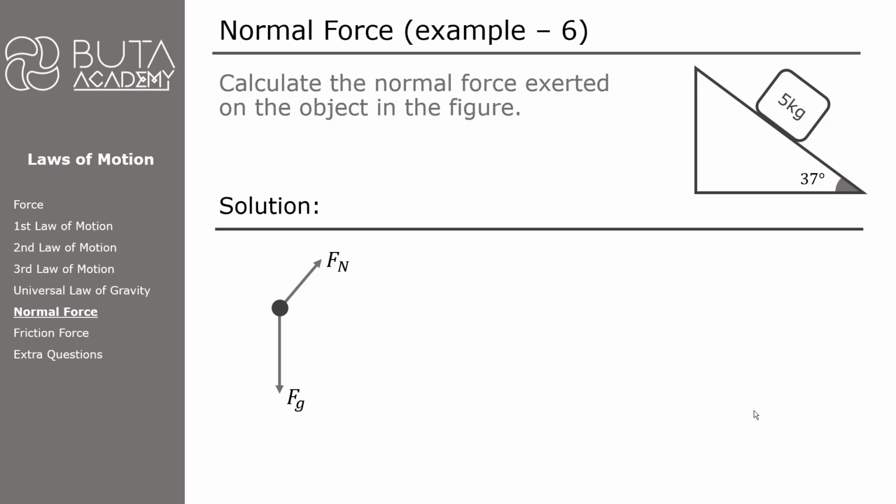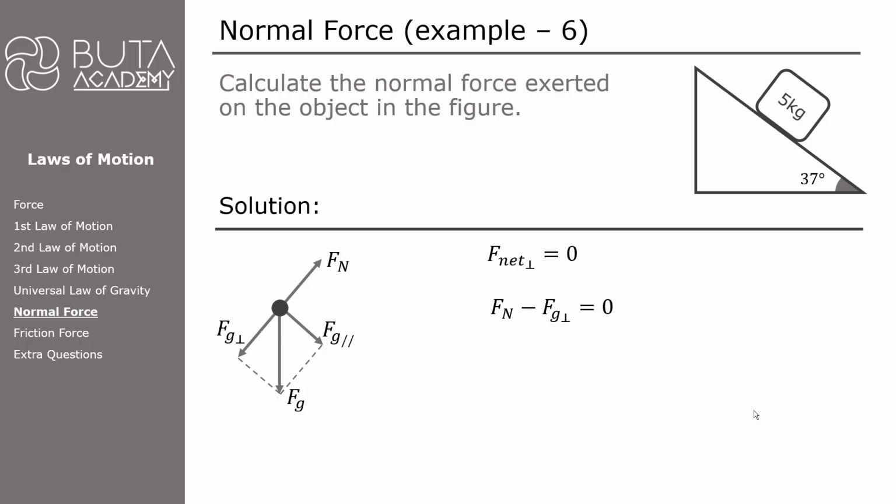To achieve this, we can resolve the force of gravity into its components. As these components will not be in the direction of the x or y axis, it's better to name them Fg parallel for the component which is parallel to the surface, and Fg perpendicular for the component which is perpendicular to the surface. Net force of vectors perpendicular to the surface is equal to 0, which means the magnitude of the normal force is equal to the magnitude of the perpendicular component of force of gravity.